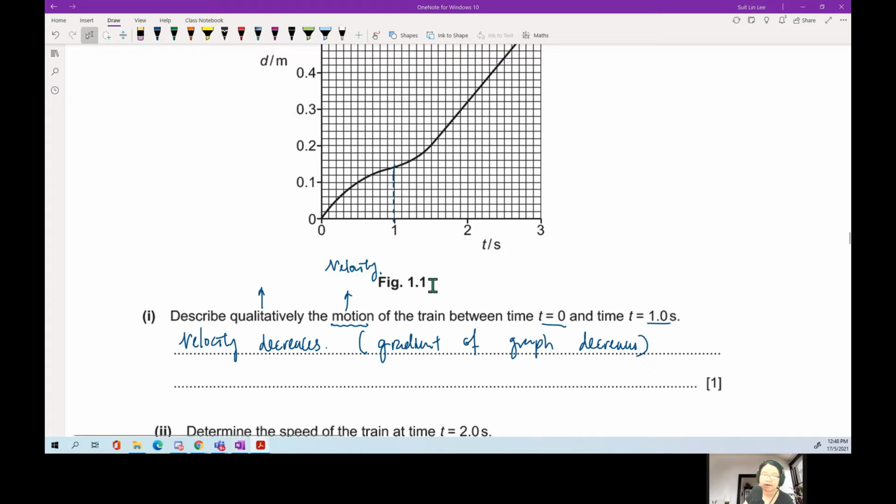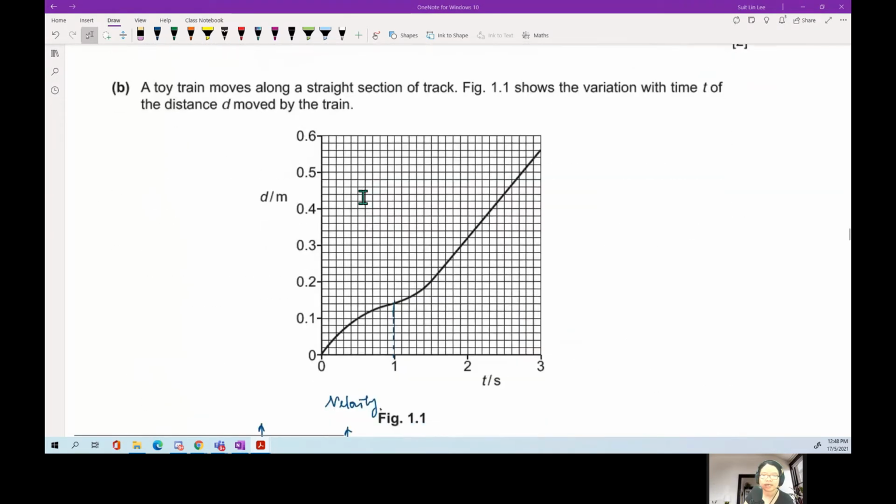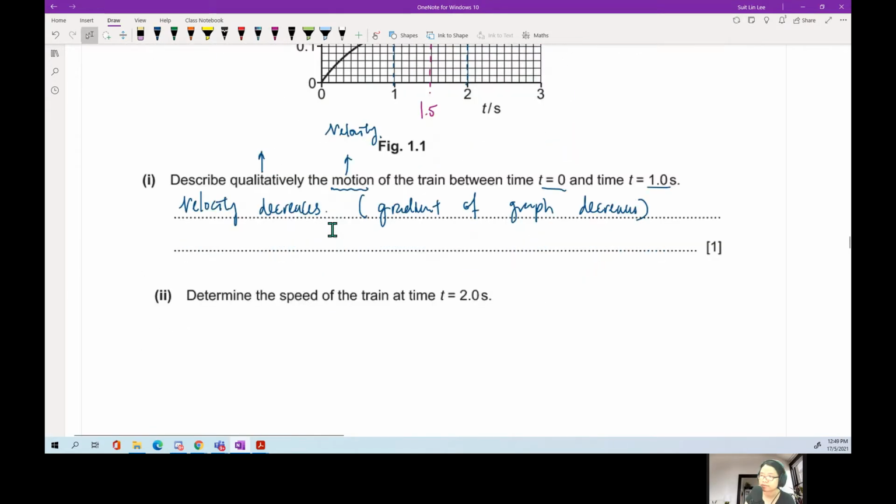Next part. Determine the speed of the train at 2 seconds. Well, 2 seconds is thankfully a straight line. So I guess we can find the gradient. I didn't crop it exceptionally well, but it doesn't really matter. I'm going to start with 1.5 and end with 3. Then this one is 0.2 and this is 0.56. Okay, so I'll look for the gradient.